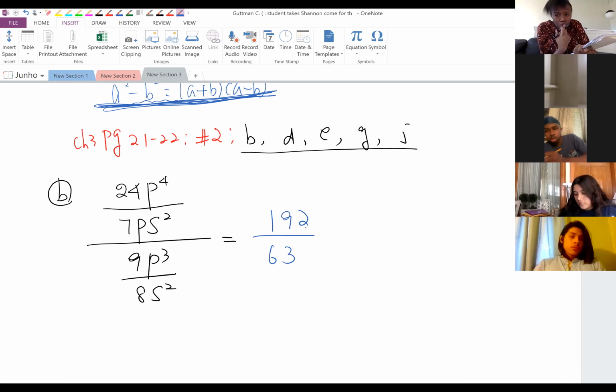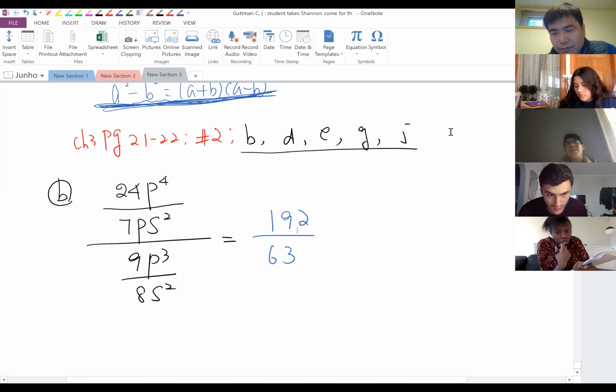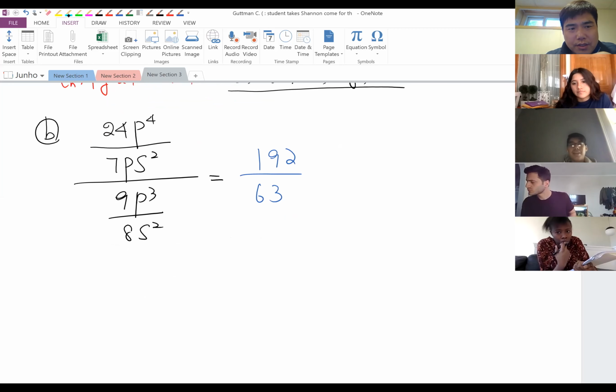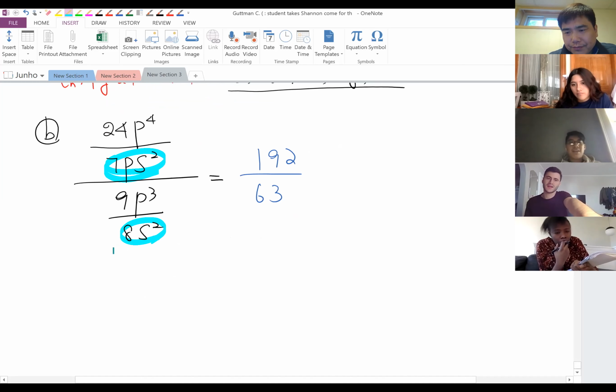Yes? No? Okay. So yes or no? No. Okay, so let's review. So what are the denominators? 7p s squared, and 8 s squared, right?